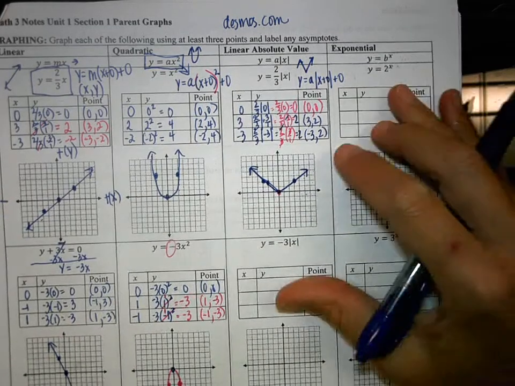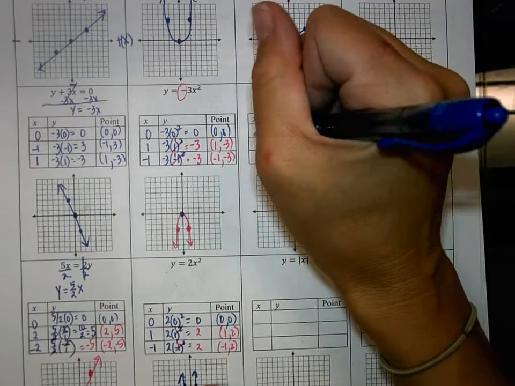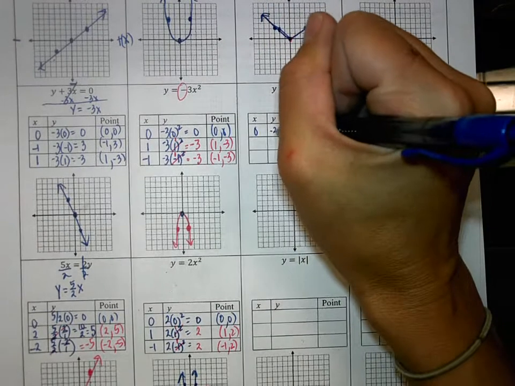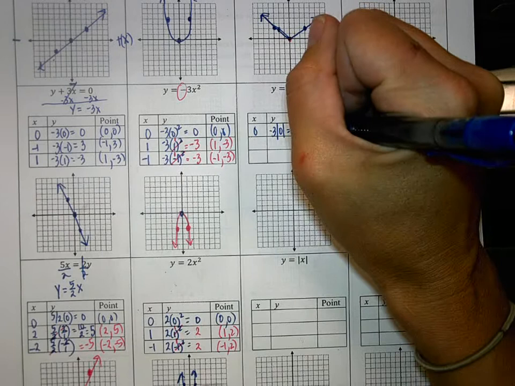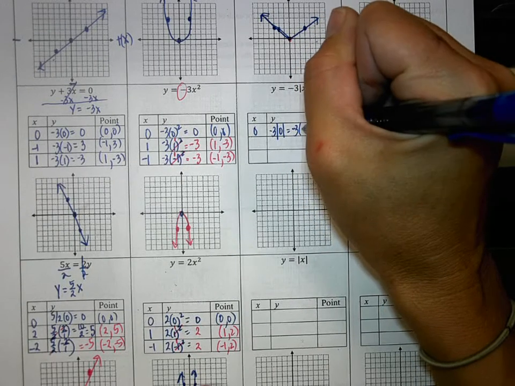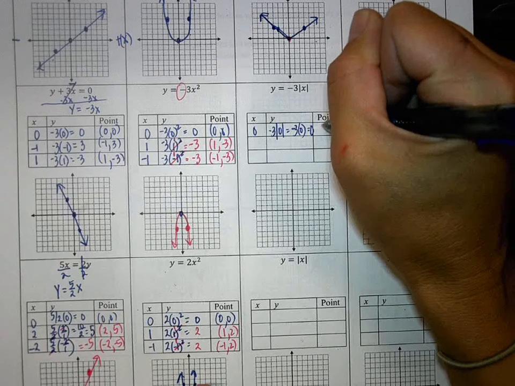All right, so let's move down. Let's practice another one. So we'll plug in 0. -3 absolute value of 0 is going to be -3 times 0, which is 0. Good. So that point is 0, 0.